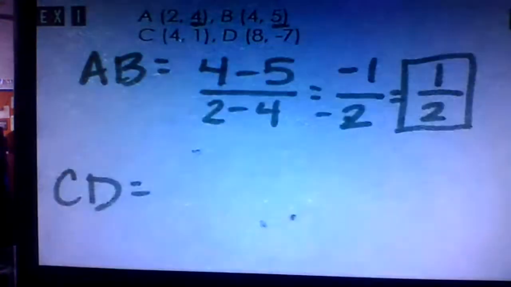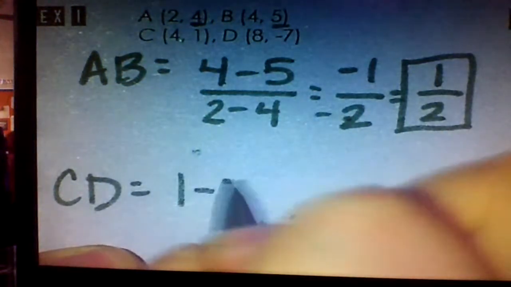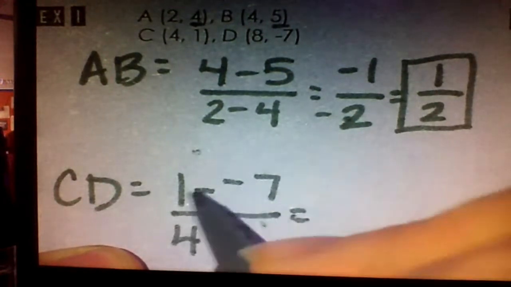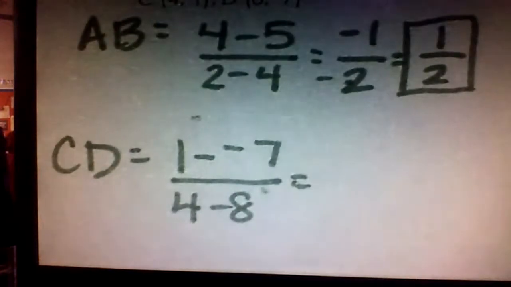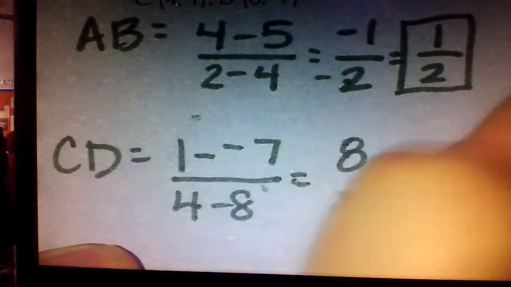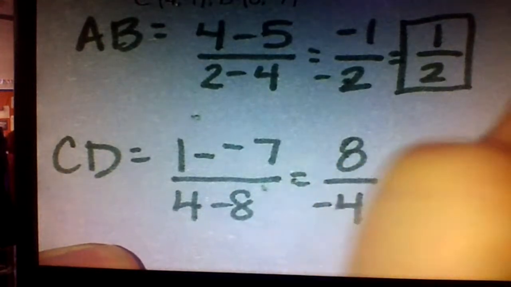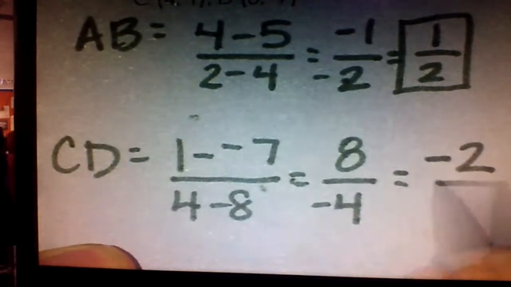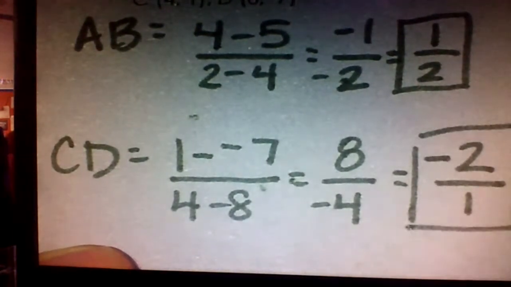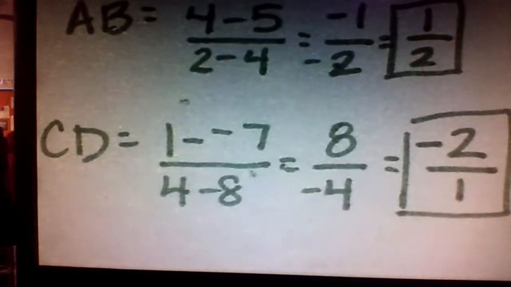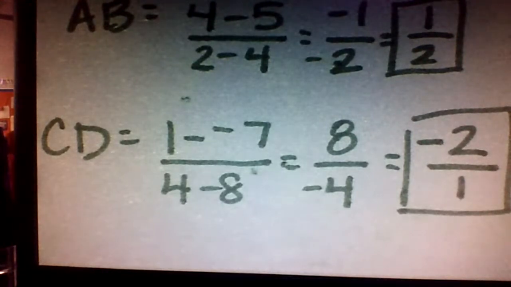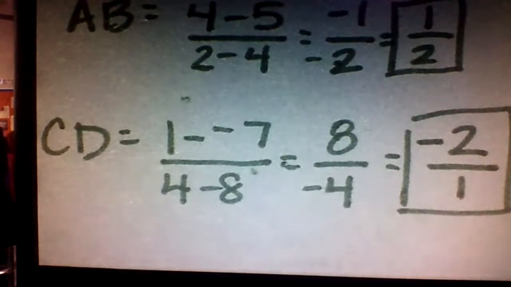So when I go to do CD, we get 1 minus -7 over 4 minus 8. Well, what's 1 minus a -7? 8. And what's 4 minus 8? -4. So this is actually -2 over 1. Okay. So notice my denominator now became my numerator. My numerator became my denominator. And my positive changed to a negative. That's why these are perpendicular.